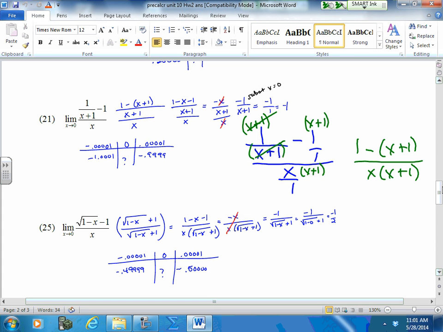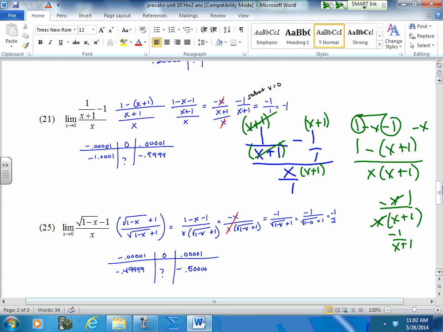You cannot cross out your x plus 1s because these have 2 terms. Instead, distribute your negative sign. Now, combining your like terms, you can cross out your 1s. So I'm left with negative x over x times x plus 1. These are factors. So now you can take out an x, and what's left in your numerator? A negative 1. So you're left with negative 1 over x plus 1.